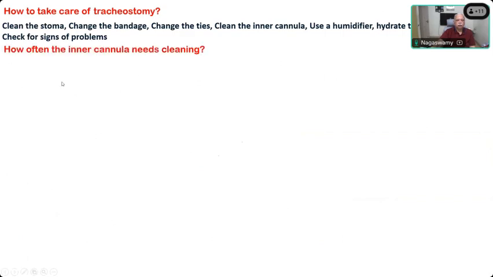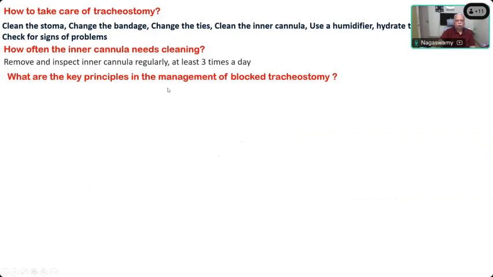Okay. How often does the inner cannula need cleaning? If it is a two-lumen, outer and inner cannula, how often do you have to clean the inner lumen? 3 times a day. Remove and inspect the inner cannula regularly. What are the 3 principles in management of a blocked tracheostomy?